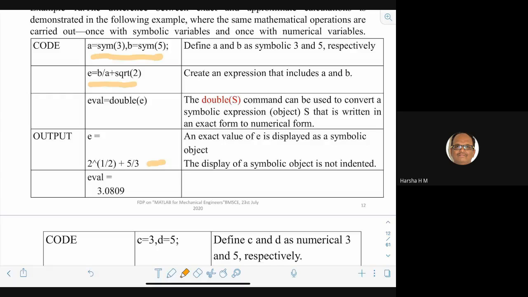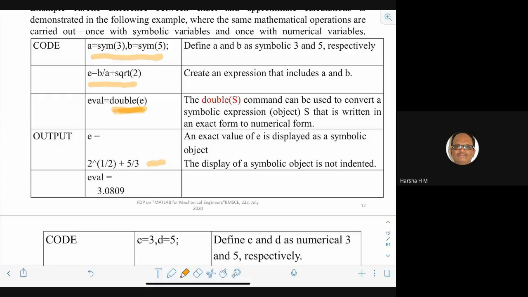When you want to convert this into a number, you can use the command called double. I'm introducing one important command. Whenever you would like to get the numerical equivalent of this symbolic term, of course, if you have assigned some values, you can get it evaluated automatically. So you can try this command: a is equal to sym of 3, b is equal to sym of 5, and e is equal to b by a plus square root of 2. And you say e value is given by double of e. See, this command double of e is very, very important. We are going to use it later.